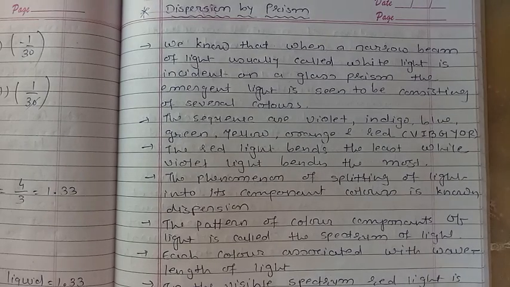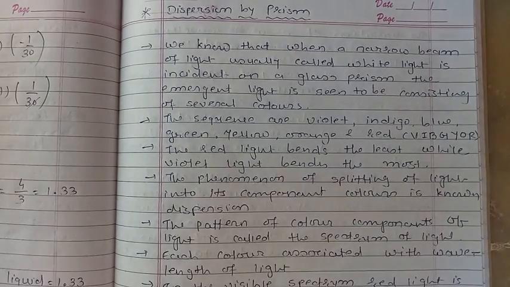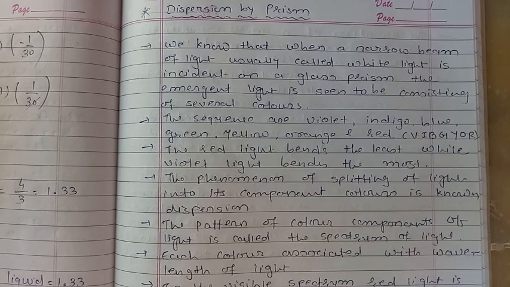We know that a narrow beam of light, usually called white light, is incident on a glass prism. The emergent ray is seen to consist of several colors, and we know the sequence VIBGYOR: violet, indigo, blue, green, yellow, orange and red. We also know that the red light bends least and the violet light bends the most. You have to remember, violet light bends most and red light bends least.